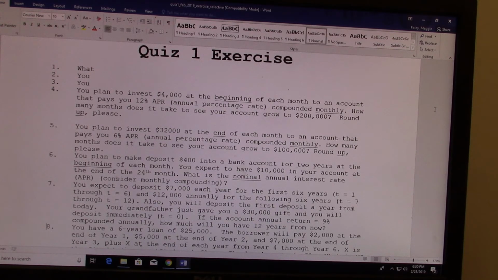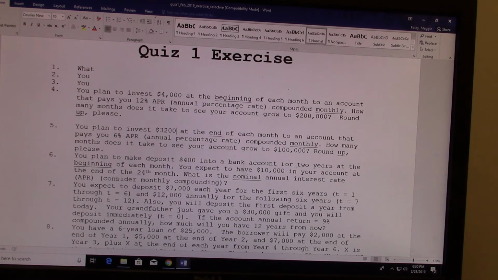Question number 5. You plan to invest $30,000 at the end of each month to an account that pays you 6% APR compounded monthly. So you want it to grow to $100,000. Okay, so it seems like it's the same question as the above one, but I think there is a typo here. So it should be $100 at the end of each month.